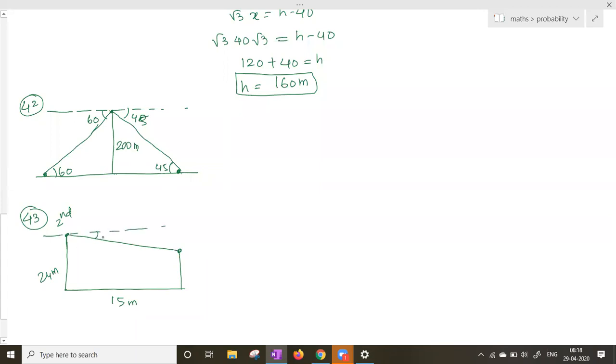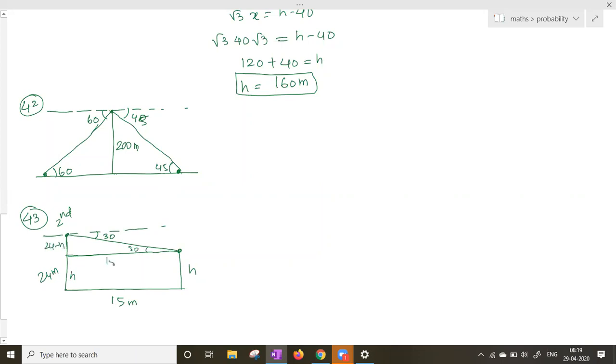So this is given 30 degree. If the height of the second pole is 24 meter, find the height of the first pole. So height of the first pole we have to calculate. Draw a horizontal line here. This is 30. Full is 24. This part is h. This part is 24 minus h.